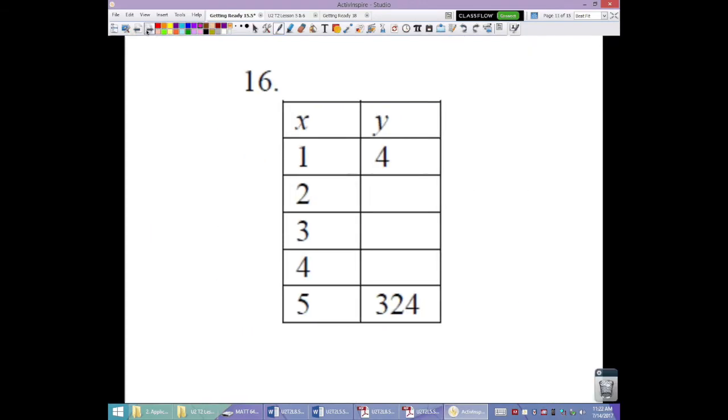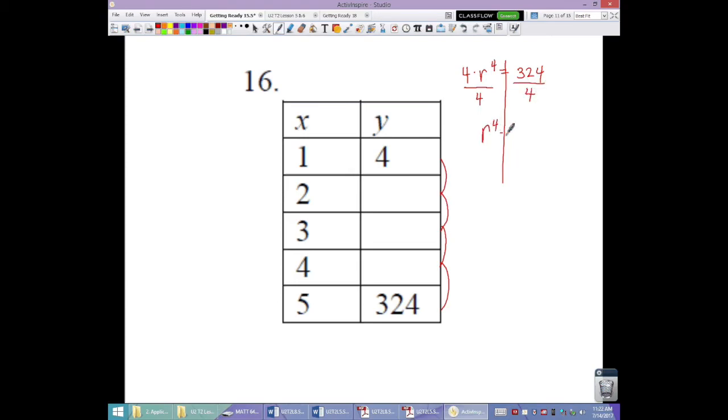Okay, number 16. Again, geometric. This time you have your common ratio used once, twice, 3 times, and 4 times. So this would be 4 times r to the 4th power is equal to 324. All right, divide both sides by 4.